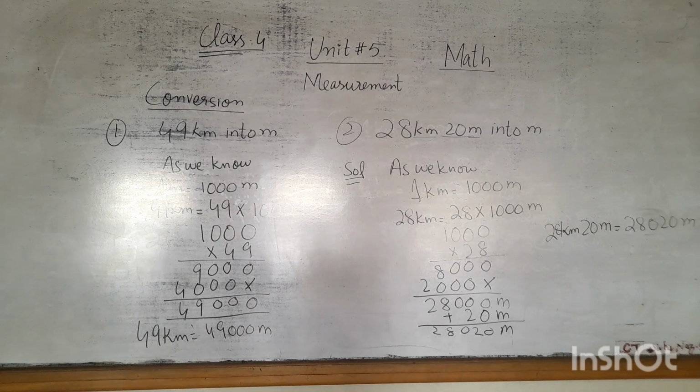So this is the method how to convert kilometer into meter. If we have 28 kilometer and 20 meters, first we convert the bigger unit into the smaller unit and then add these two lengths.